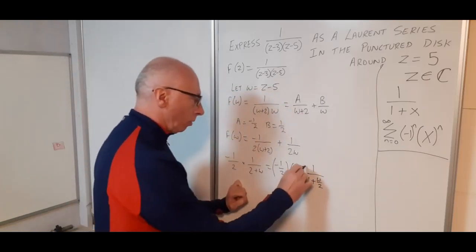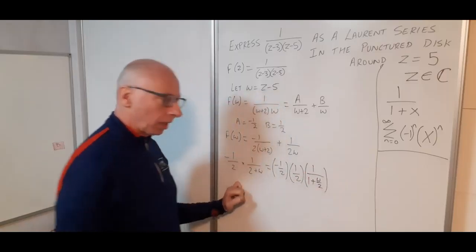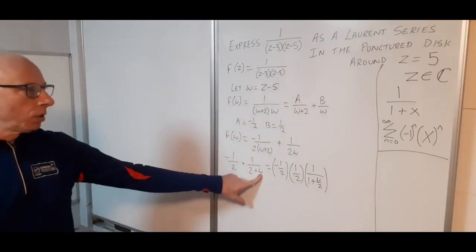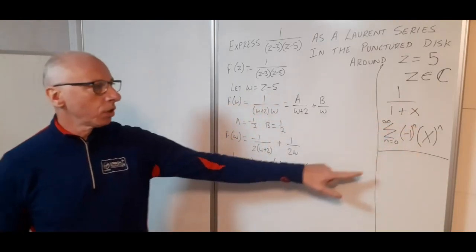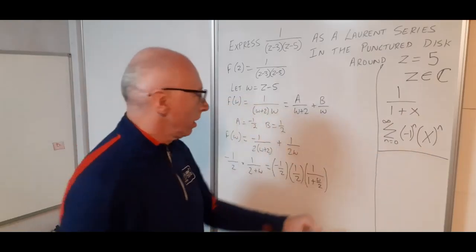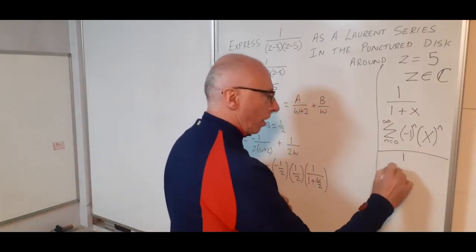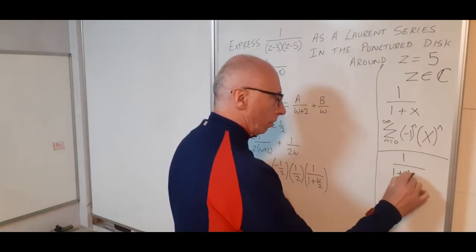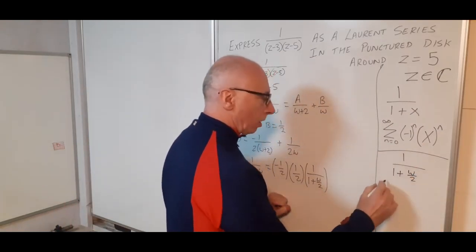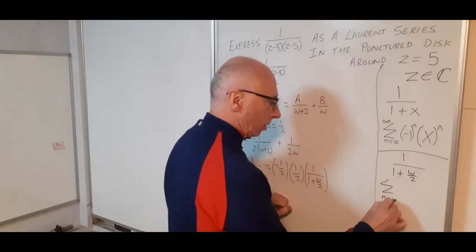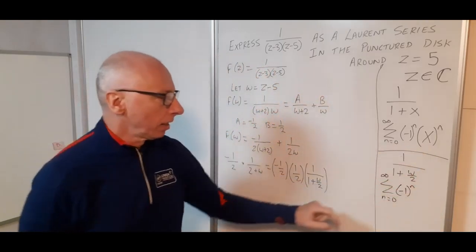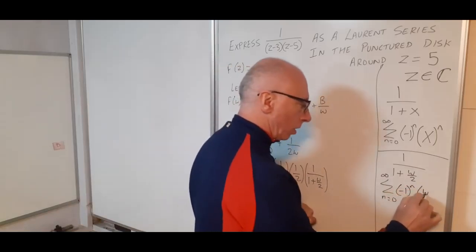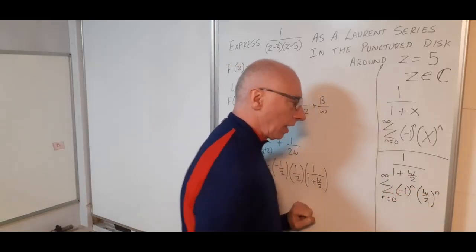Now we can see here what's happening. Just put that in brackets just to be careful. So w over 2 is here. So now my x here is w over 2. So let's just write that into there. So I've got 1 over 1 plus w over 2. That becomes the sum from n equals 0 to infinity of minus 1 to the n. And then my x is just that. So I've got w over 2 to the n.